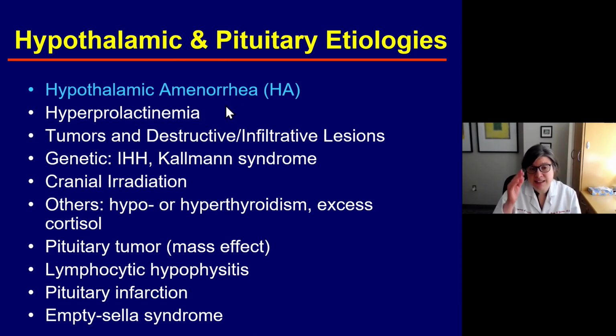Other causes of hypothalamic or pituitary etiologies include hyperprolactinemia, tumors, genetic etiologies such as Kallmann syndrome, cranial irradiation, pituitary tumors, lymphocytic hypophysitis, pituitary infarction, and empty sella syndrome. But far and away, functional hypothalamic amenorrhea is the most common cause.